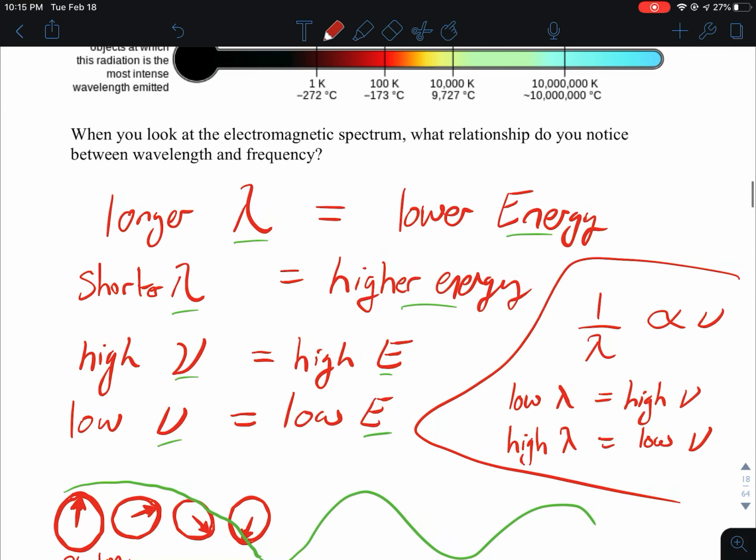Okay, so things we're looking for from this picture is that the longer the wavelength, the lower the energy. The shorter the wavelength, the higher the energy. The higher the frequency, the higher the energy. The lower the frequency, the lower the energy.